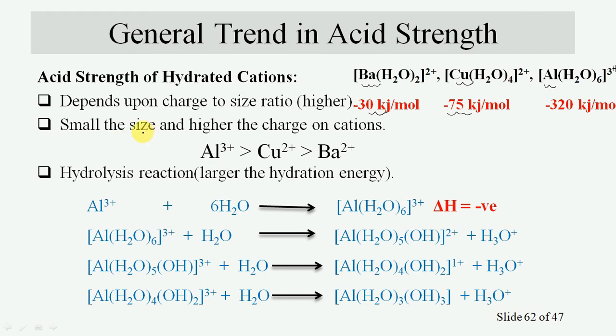So the charge to size ratio decreases in this order. It is maximum for aluminium 3+ and minimum for 2+.